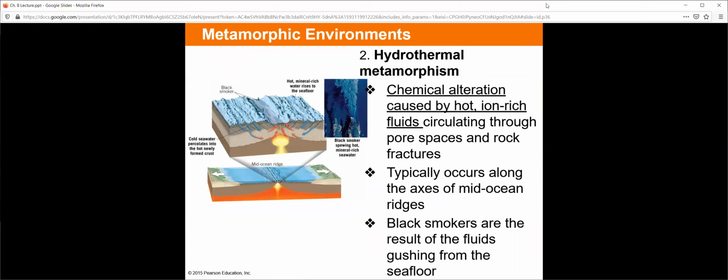Hydrothermal metamorphism, here shown most extensively at mid-oceanic ridges, such as the Mid-Atlantic Ridge running through the center of the Atlantic Ocean, uses chemical alteration, less common, but still definitely a thing, caused by hot iron-rich fluids that circulate through the pores in the rocks and can still result in metamorphosis. What do you need? Temperature and usually pressure. And if you don't have a lot of pressure, you can still get there with temperature. The chemistry can still be altered even in this exact same way.